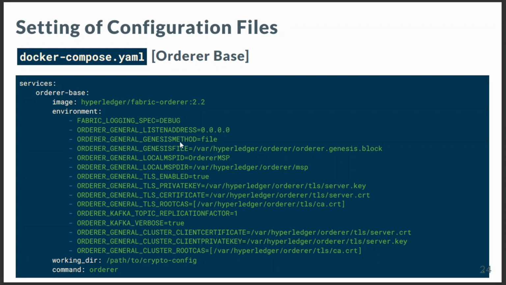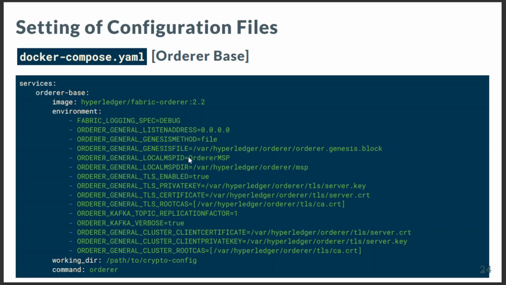Orderer general genesis method, that is file. So the genesis would be based on a file, because we will be creating a genesis file that would be used by the orderer. Orderer general genesis file, the location, orderer.genesis.block. We mentioned that at /var/hyperledger/orderer we have this file, orderer.genesis.block, that would be the genesis file for the orderer.